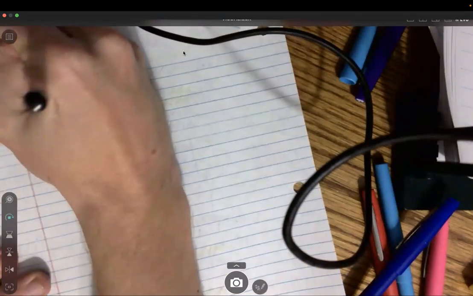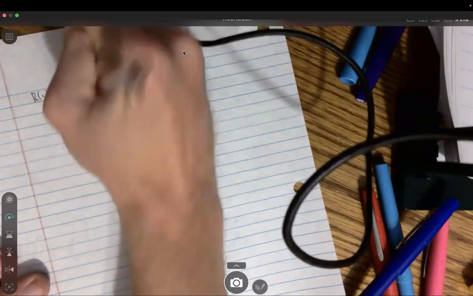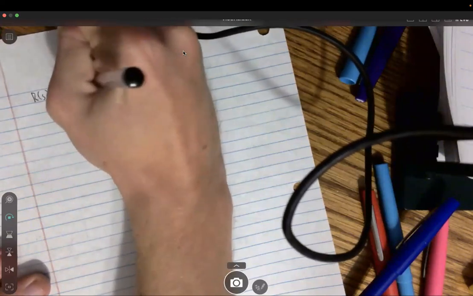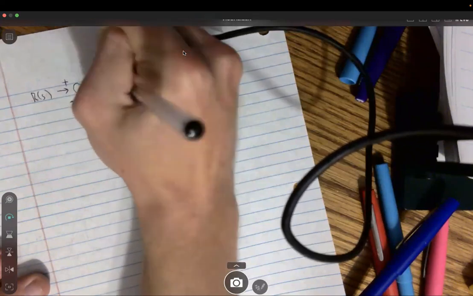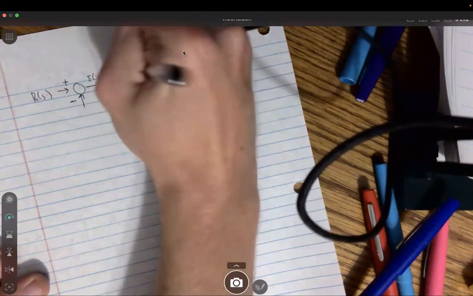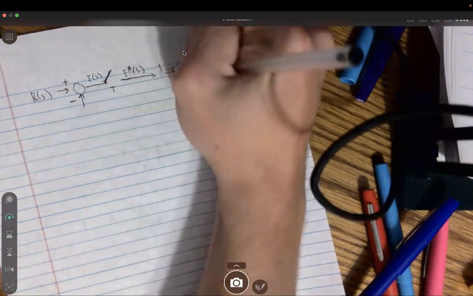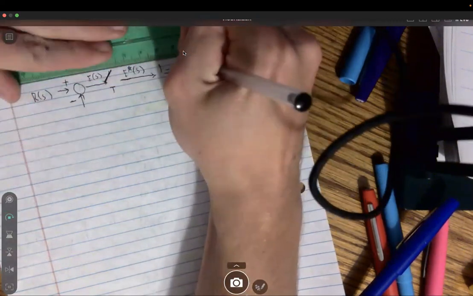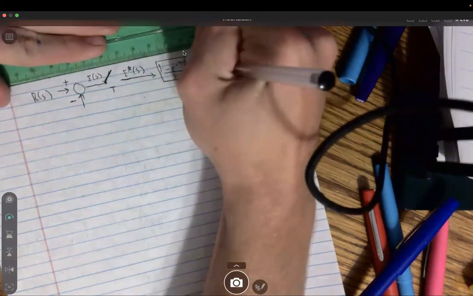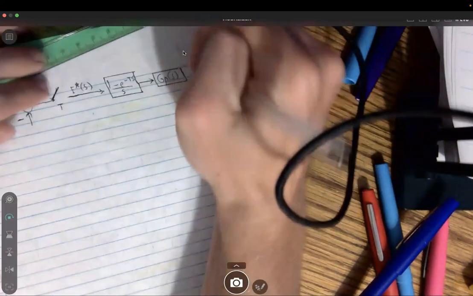So for this system particularly, we're going to be given the following, where we have our R of S. And then we're going to have the inputs here. Then it leads to our E of S, which goes through a switch here. And we get E star of S. And we got (1 minus e to the negative Ts) all over s. And then it's going to go through GP of s. And from here, we're going to get our output C of s.